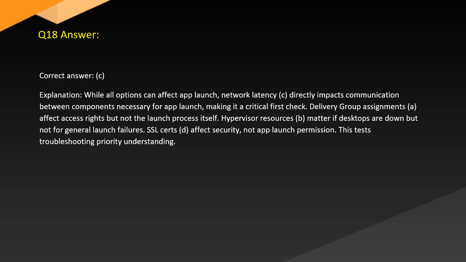Answer. Correct answer: C. Explanation. While all options can affect app launch, network latency, C, directly impacts communication between components necessary for app launch, making it a critical first check. Delivery group assignments, A, affect access rights but not the launch process itself. Hypervisor resources, B, matter if desktops are down but not for general launch failures. SSL certs, D, affect security, not app launch permission. This tests troubleshooting priority understanding.